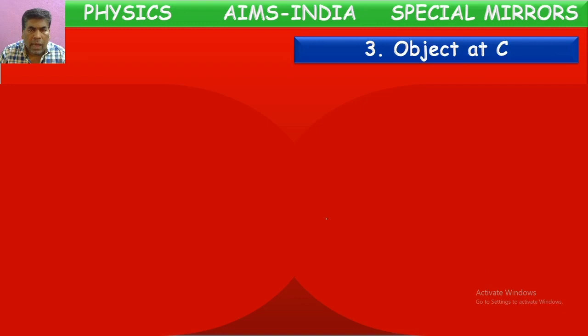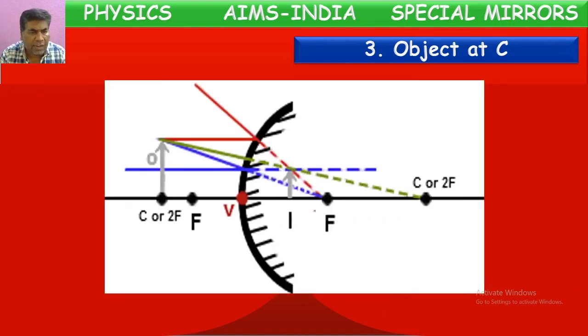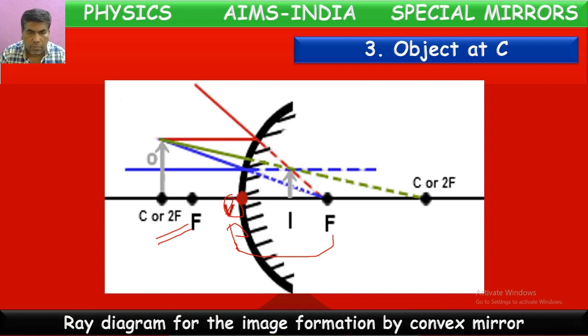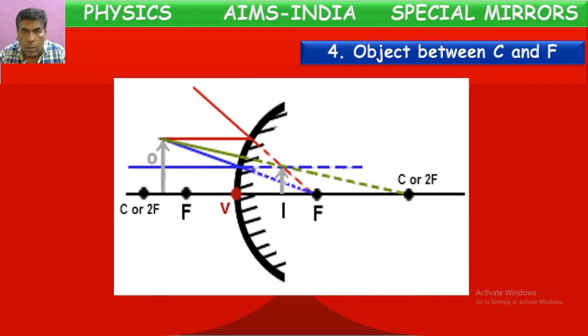Next, when the object is at C, the center of curvature. In this case also, the image is formed between focus and pole. Same, inverted image. This is also a finite distance. Next, when the object is coming closer, between C and F, in this condition also the image is formed between pole and focus, with the same types of rays.